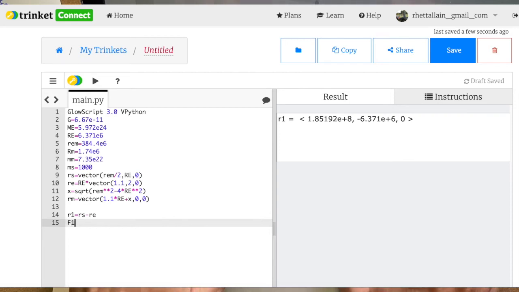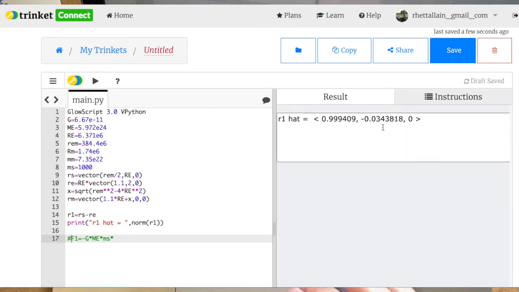I'm going to calculate F1. F1 equals negative g times the mass of the Earth, which is me, times the mass of the spacecraft, ms, times the unit vector r1. So unit vectors in Python are built in. Watch this. Print r1 hat equals norm r1. And let's comment out this. Oops, comment. And then run it.